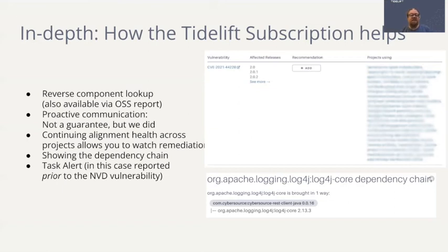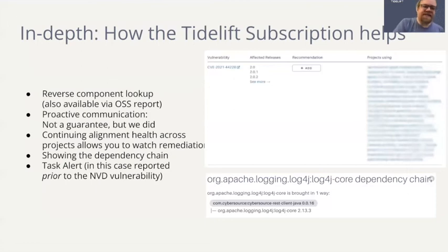We have project health, where we start tracking the score so you can see as projects start remediating issues. We show you the dependency chain so you know, how did this library get into your project and where do you need to go to fix it? And we issue a task report. So I talked about, we send a personal email to our customers, but also customers get a task alert. When a new security vulnerability comes in, they get alerted and told, here's the projects that are impacted. And again, in this particular case, we managed to get that out before the NVD vulnerability had been reported.